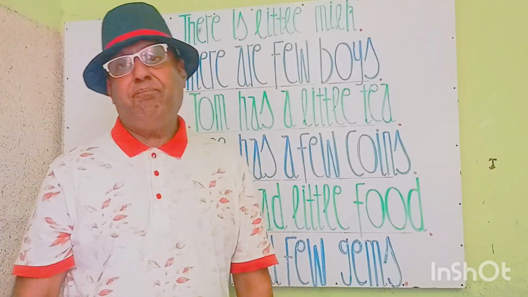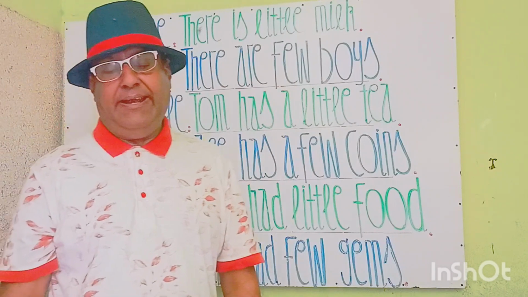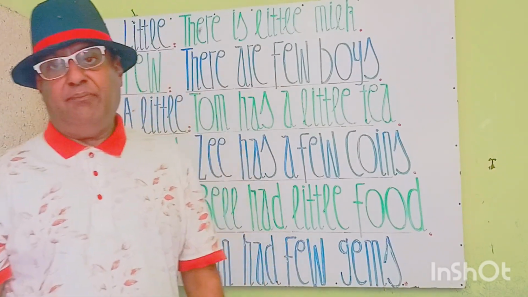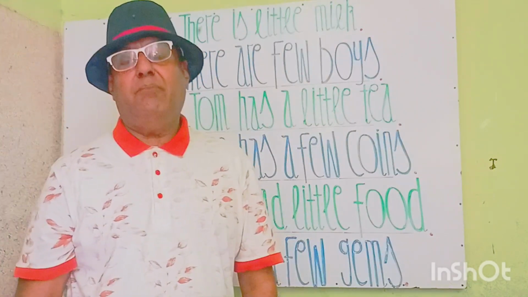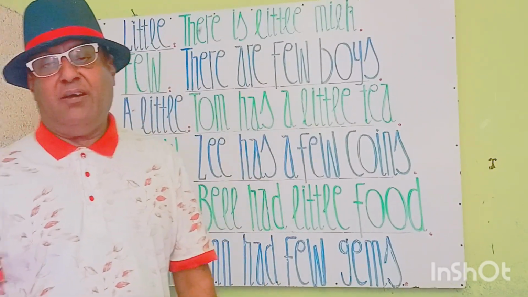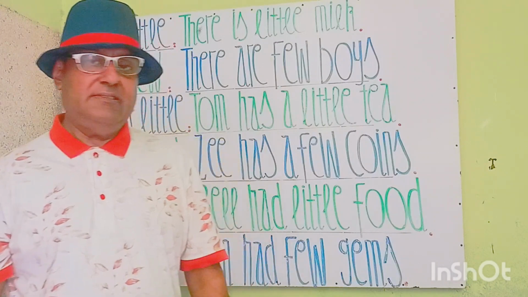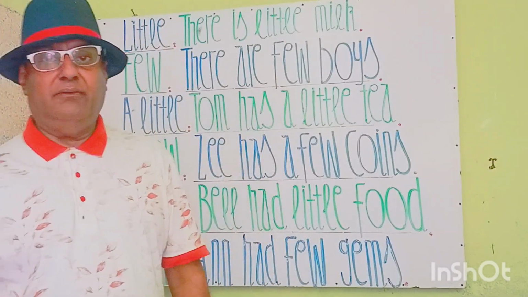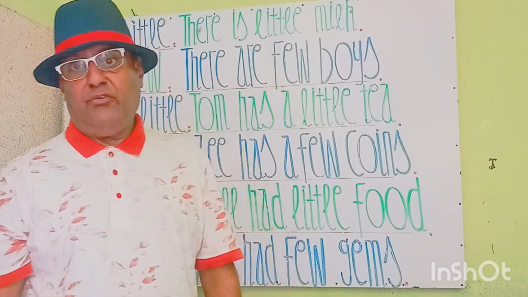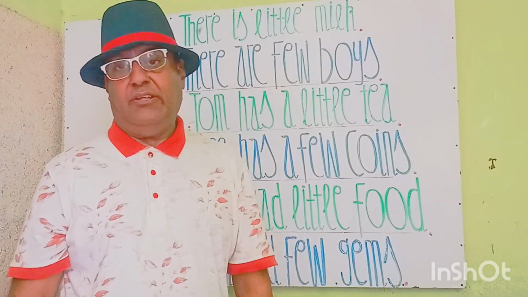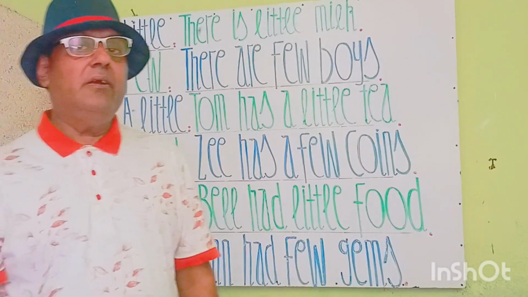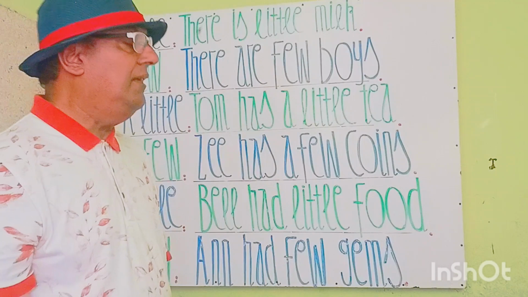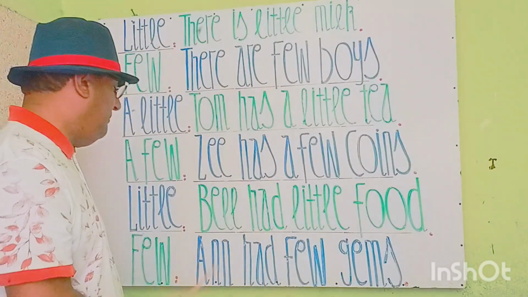So Bell had little food. Bell के पास इंतहाई कलील खाना था. Bell के पास कम खाना था. Little means a very less quantity, nearly equal to nothing. Let's see the next statement. आइए अगले जुमले की तरफ बढ़ते हैं.